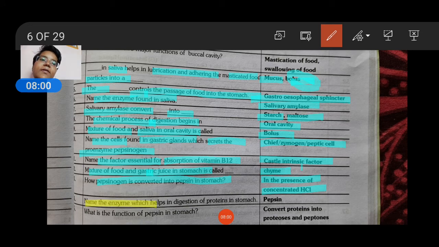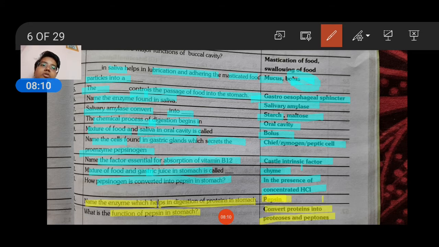Name the enzyme which helps in digestion of proteins in the stomach. It's pepsin. What is the function of pepsin in the stomach? It converts proteins into proteoses and peptones.